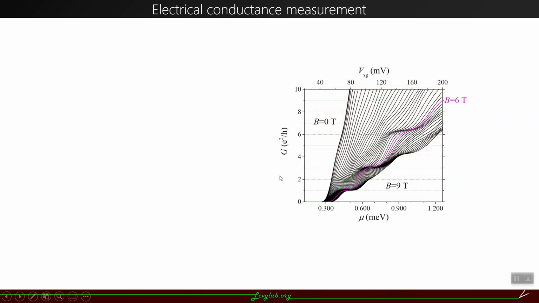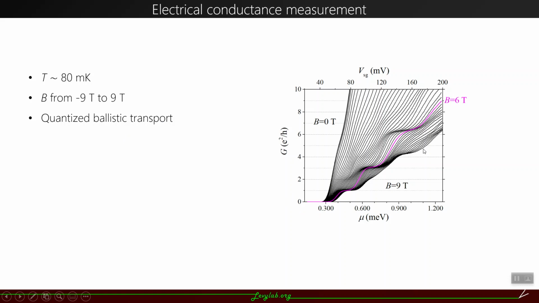On the right is the typical conductance data of the electron waveguide. The conductance of the electron waveguide as a function of the chemical potential is measured at a low temperature around 80 milli-Kelvin, from -9 Tesla to 9 Tesla. You can see the conductance increases with the chemical potential and shows quantized conductance plateaus at the integer values of e²/h, which confirms quantized ballistic transport in the electron waveguide.